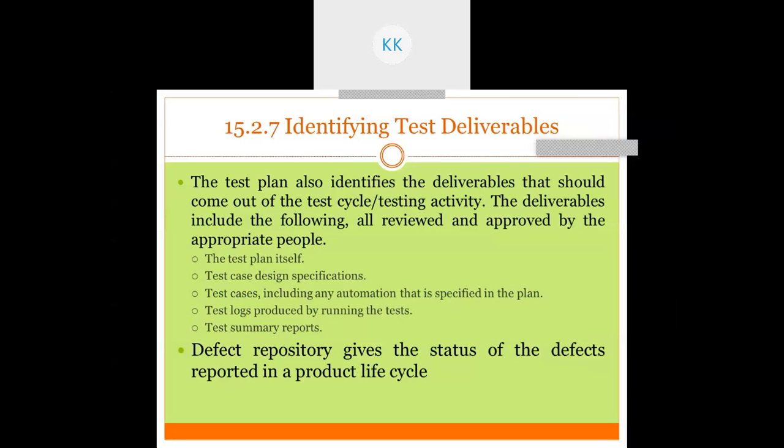Just like the software requirement specification, you have a test case design specification, which will tell us what you will be testing, and up to what extent you will test it. It includes all the things like entry plan, exit plan, what functionality you will be testing, what functionality you will not be testing, in which release what you will be testing, all those contents will be there. Then test cases, including the automation that is specified in the plan. Then test logs produced by running the test cases. Then the test summary report.